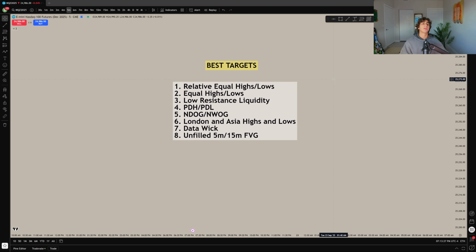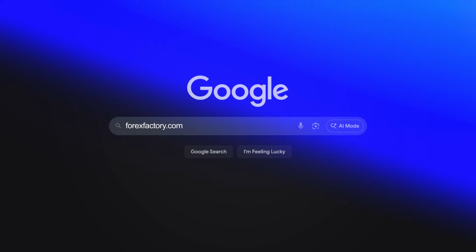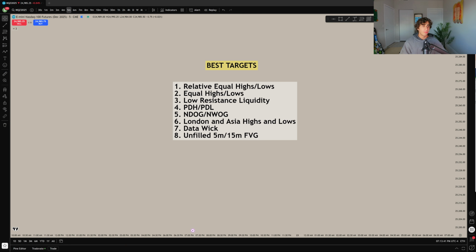Okay, next up is the data wick. So the data wick actually forms for high impact news days. Okay, so you want to be going on forexfactory.com, and on forexfactory.com, you'll see red folder news tips.